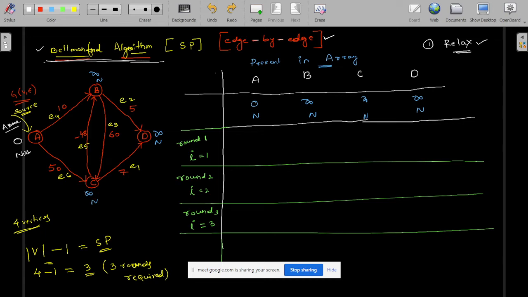So if it is infinite, don't change anything. Okay, done. This is over. I can go to the vertex E2. See here, edge E2. From B to D we are going or not? Yes. So what is the B value? That is infinite and null.